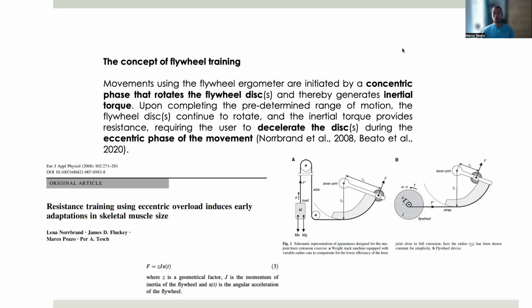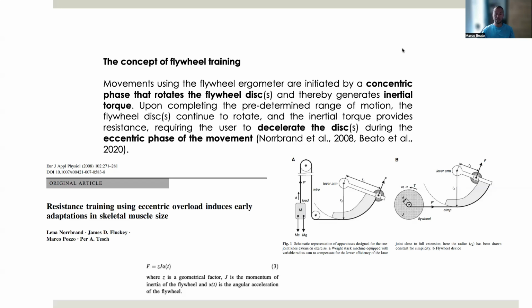So practically, what happens? During the concentric phase, the athletes spin the flywheel, and this generates inertial torque. At the end of the first phase of the squat, for example, when the athlete is standing, the flywheel disc will continue to rotate and will require the athletes to decelerate the disc during the descending phase. So the athletes perform an effort in the concentric phase, going up and spinning the device, but the torque that is generated needs to be slowed down, and the athletes need to brake the action. In this case, it's also an eccentric contraction.